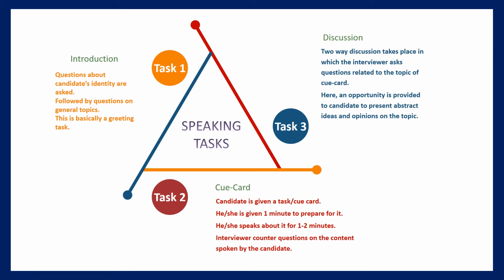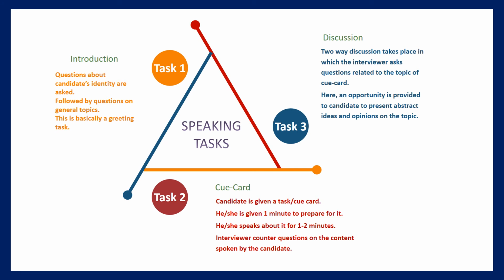The second task is a cue card task. Here, the candidate will be given a cue card and will be given 1 minute to prepare for it. After that, the candidate needs to speak about it for 2 minutes approximately. Then, the interviewer will ask a question on the content which is spoken by the candidate.